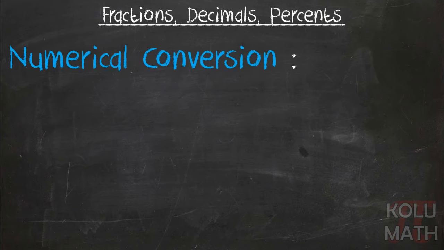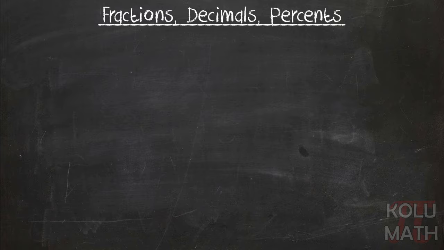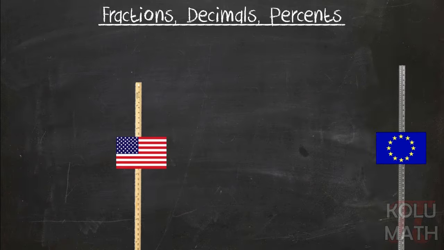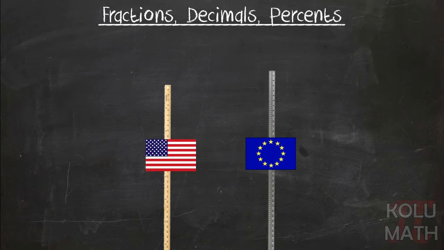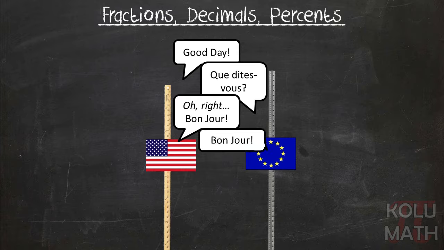A numerical conversion is when you change the form, appearance, or units of a number without changing the size or the amount. You may have done this when comparing two different systems of measurement, like standard to metric. You need to make sure that you convert accurately so that the measurements still work when you're in a different country. Also, you can think about it in a linguistic kind of way. When you're speaking to someone in a different language, you need to translate, which is sort of like a conversion, so that they can understand you.